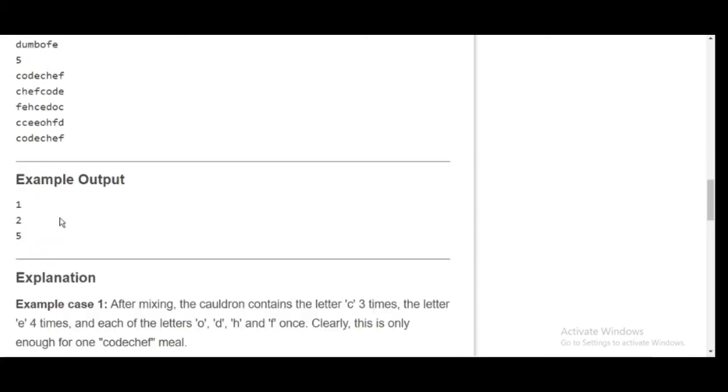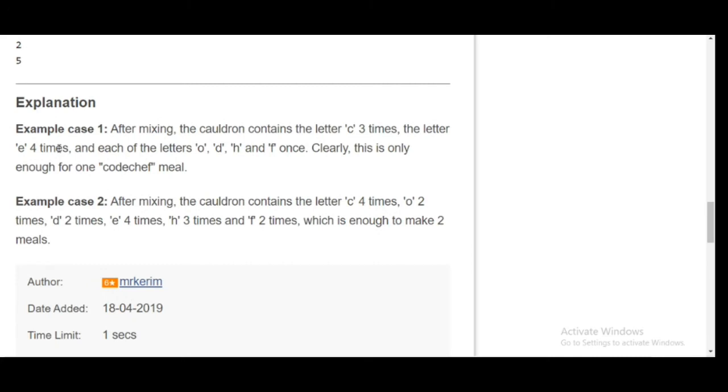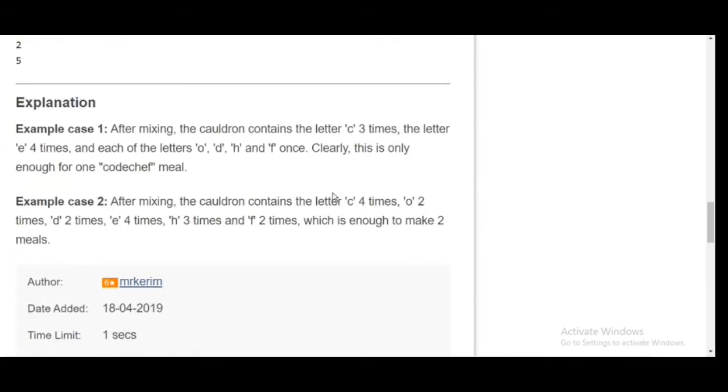So minimum is 1. Okay, let me explain with the help of this: after mixing, the cauldron contains the letter C 3 times. Okay, as we have already seen, the letter E 4 times and letters O, D, H, F once. Clearly, this is only enough for one CodeChef meal. Hope you understand. In the second problem, C is 2 times, D is 2 times, this D and this D. Okay, so C is 2 times, C is 4 times actually. O is 2 times, D is 2 times, 4, 3, 2. So the minimum is what?